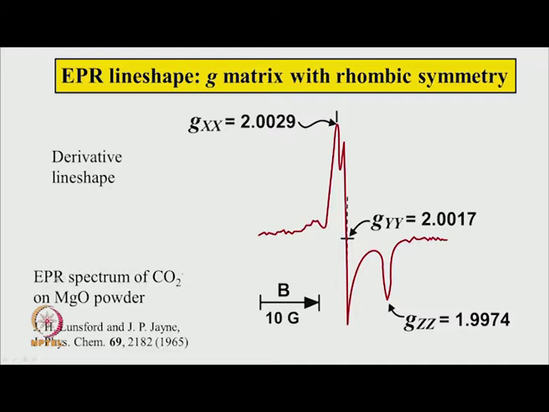And here is an example, this CO2 dot, this is one radical which is trapped in the magnesium oxide powder, and this is the Gxx, somewhere here Gyy and Gzz.